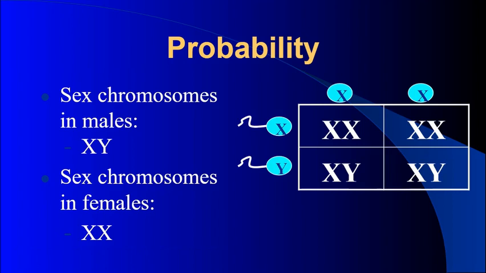Now, what's interesting is we can also determine which parent determines the gender. Females only give X's to their offspring. So every single person has gotten an X chromosome from their mother. So what determines your gender is actually the father's sperm. Half of the father's sperm have an X, half of the father's sperm have a Y. So if an X sperm fertilizes an egg, that's a female. If a Y sperm fertilizes an egg, then that's a male.